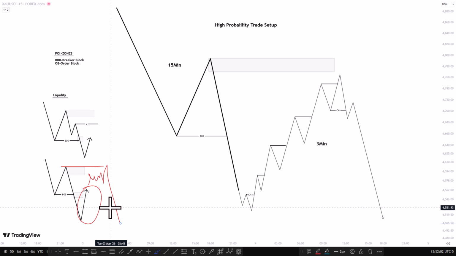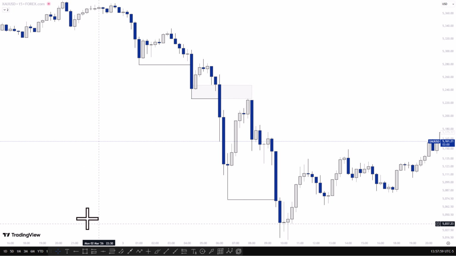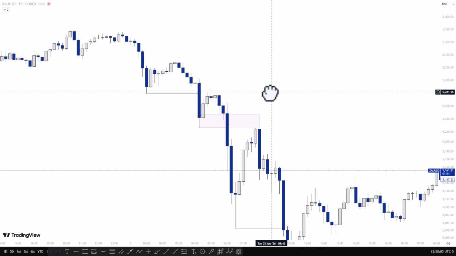So let me go to the chart and demonstrate this for you to understand it clearly. So here is the chart and I'm going to demonstrate what I have explained earlier. So here, let's start with the breaker block here.